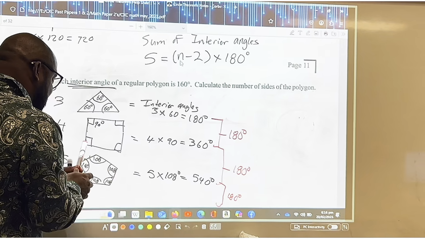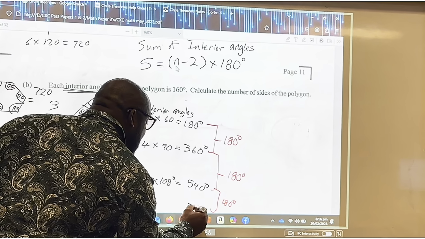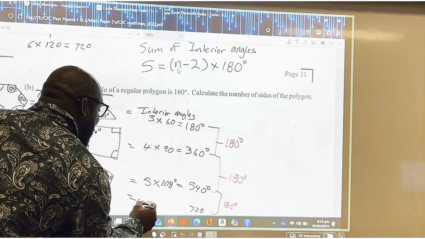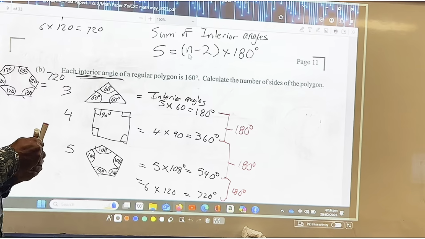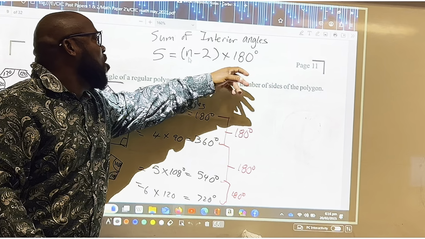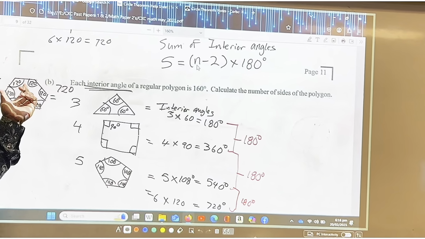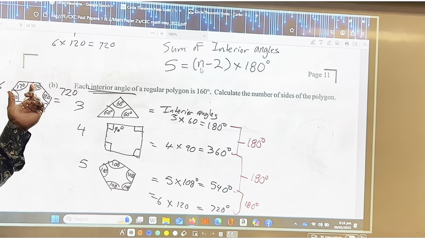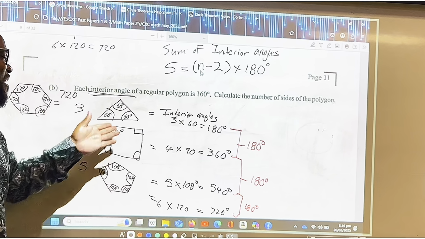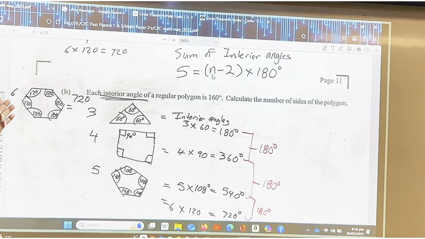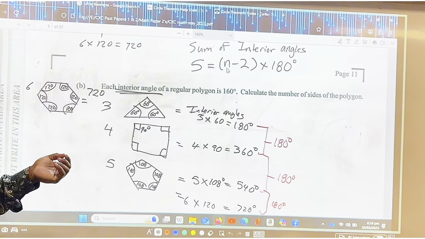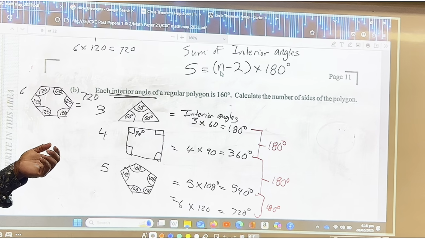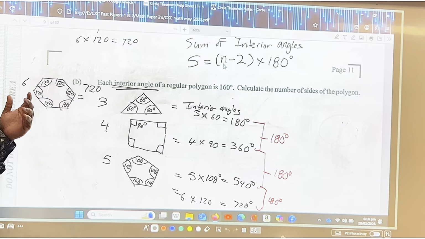This one here, 720, right? You said 720 up here? So it'll be what? 6 times 120. Good. So that's where the 180 comes from. But guess what? What is the smallest number of sides we have here? 3. Can you have a polygon that has 2 sides? No. So the smallest is the 3, right?